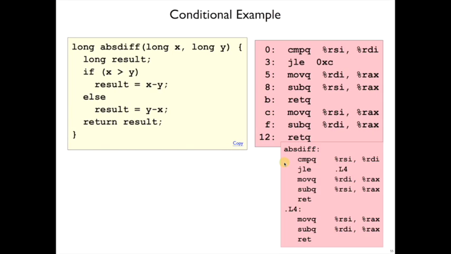So again, that was the way we might write it if we're writing assembly directly, or if the compiler is generating the assembly for us, whereas this is more the disassembled machine code view of things.